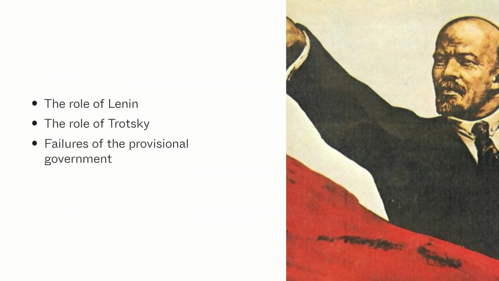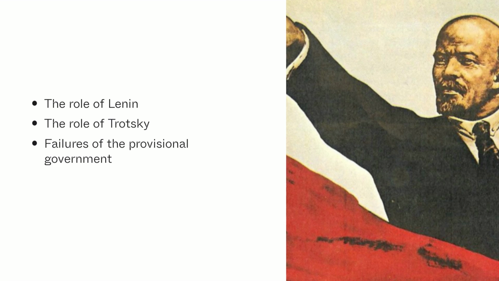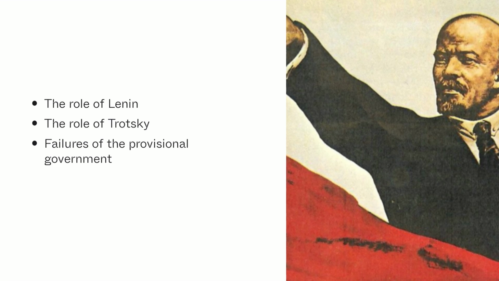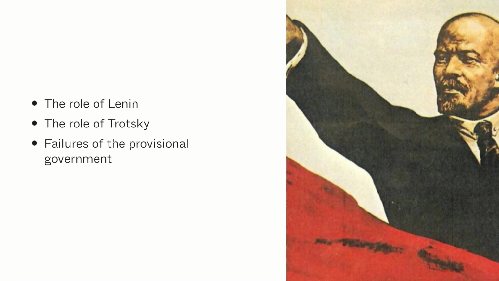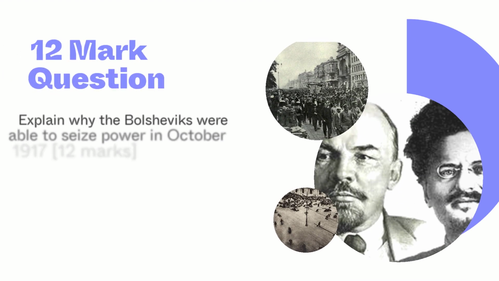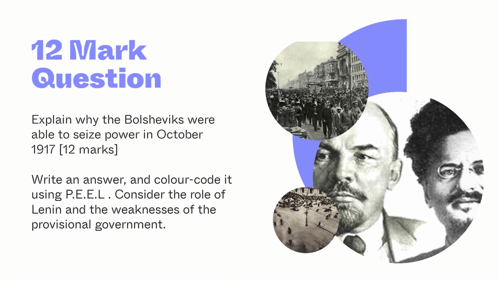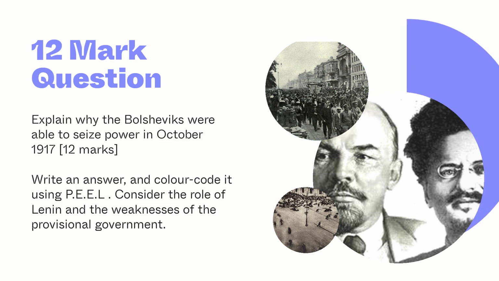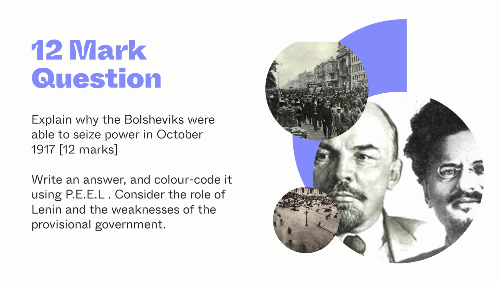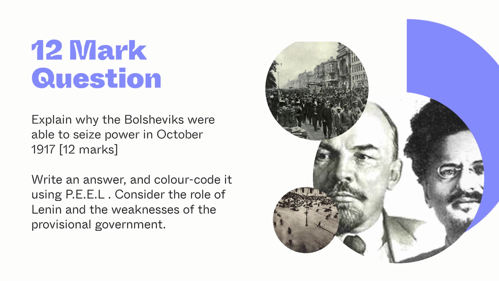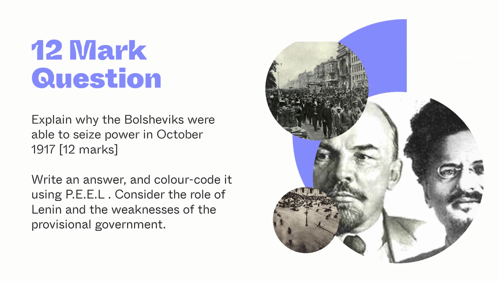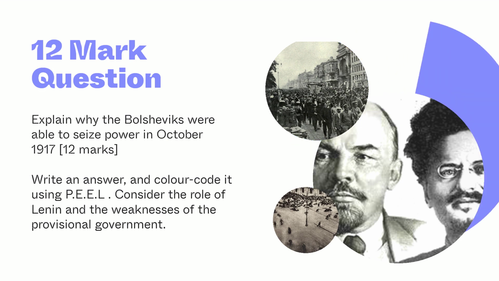There were three main reasons for the success of the Bolsheviks seizing power in October 1917. Let's remind ourselves of those three main reasons. On paper 3, you will have to answer a 12-mark question. This is a very simple question to achieve full marks on, as long as you follow a clear peel structure. It will always give you 2 points to write about, but you must include information of your own that is not given in the question. If you don't do this, you can't get more than 6 out of 12.